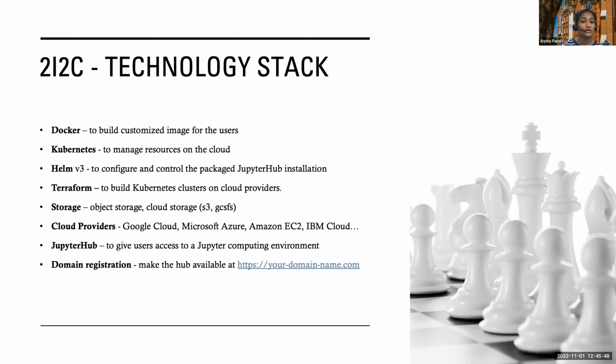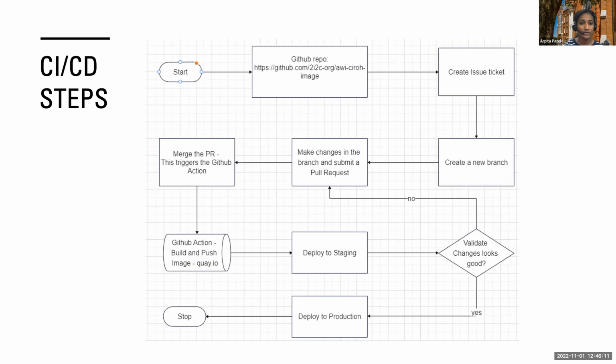So they have access to create an instance on Google Cloud, Azure, Amazon EC2, and they also provide storage ability. They have object storage as well as cloud storage, which is really good. And they provide domain registration. So anyone who is interested in creating their own domain, they provide access to their own hub using that domain. So I'll walk you through the continuous integration and continuous deployment model that we use right now with 2I2C here. It's very simple.